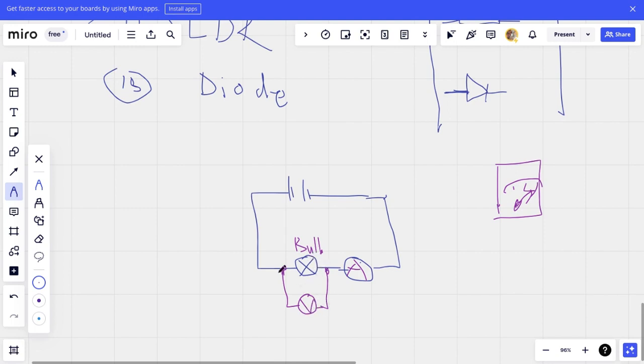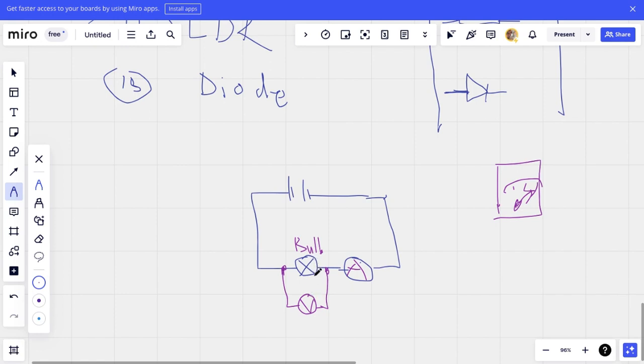This is a parallel connection because the voltmeter and the bulb are parallel to each other. This is not series. Series is when things are on the same loop. If things are on the same loop, then we can say they are in series. But here there are now two loops: the first loop and this second small loop. So these ones are parallel to each other. The voltmeter and the bulb are parallel to each other.